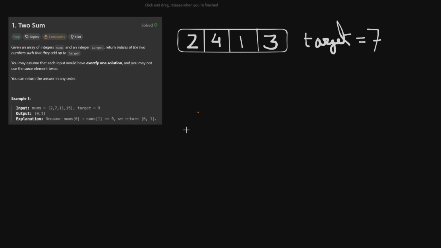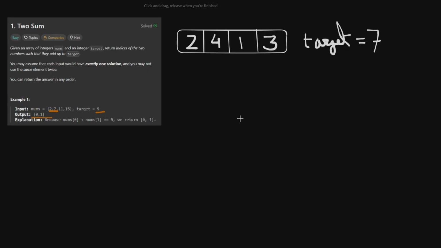So let us solve Leetcode problem 1, Two Sum. We are given an array of integers nums and an integer target. We have to return the indices of the two numbers such that when they add up, it returns the target. Here the target is 9. If we add up 2 and 7, it will return 9. So we have to return the indices of the 2 and 7 respectively, which is 0 and 1.